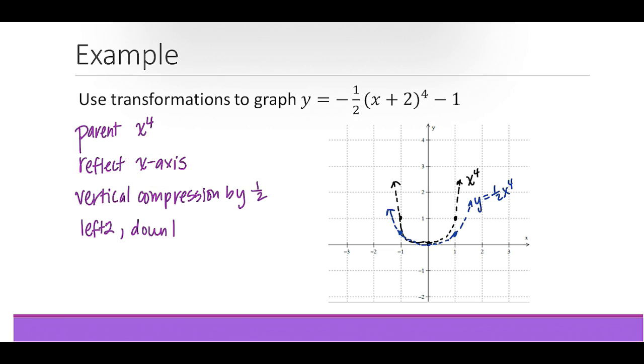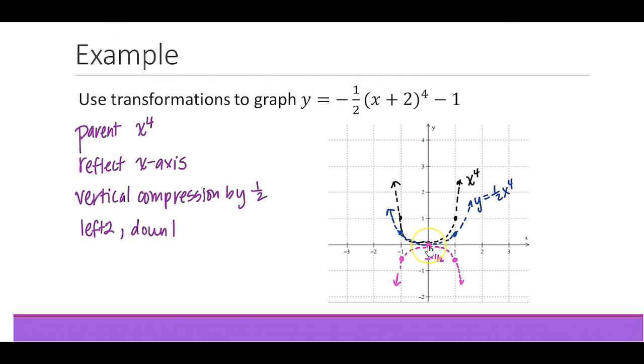So our reflection over the x-axis, we're going to still pass through (0, 0). Now it won't be so cluttered. We're going to have (1, -1/2) and (-1, -1/2). And then again, I'm going to try to make it look like it flattens out more near the x-axis. And then we'll move everything left 2 and down 1.